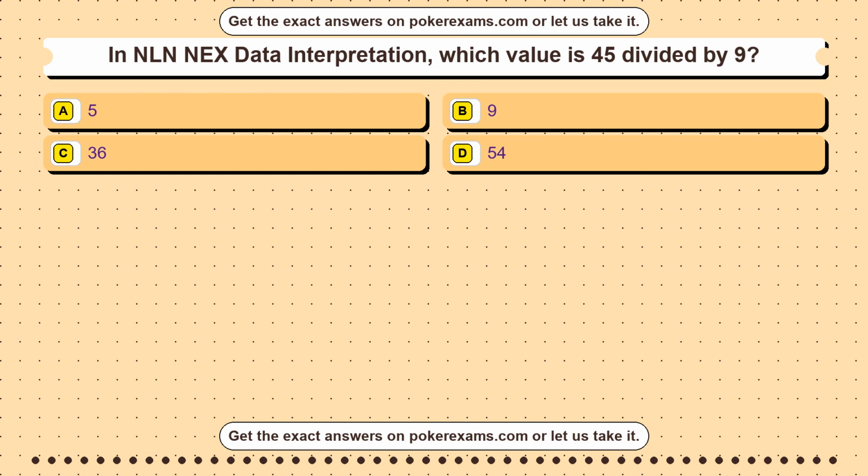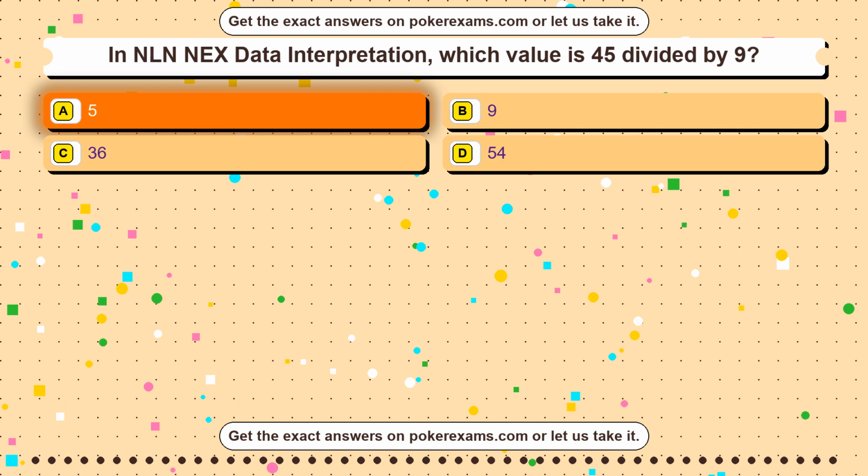Question 33. In NLN NEX Data Interpretation, which value is 45 divided by 9? Option A 5. Option B 9. Option C 36. Option D 54. The correct answer is option A.